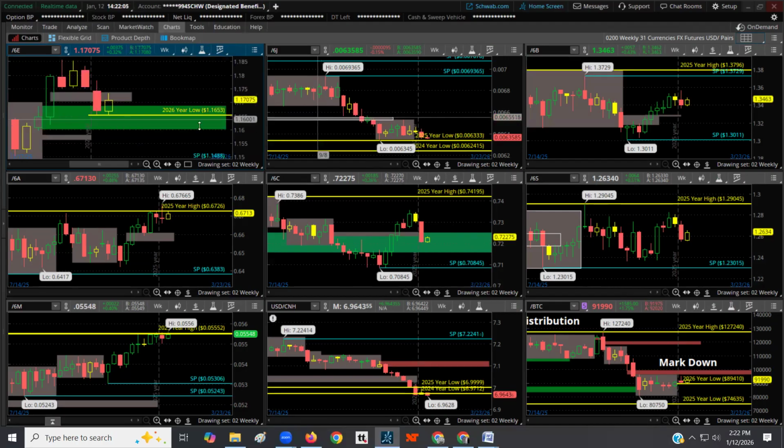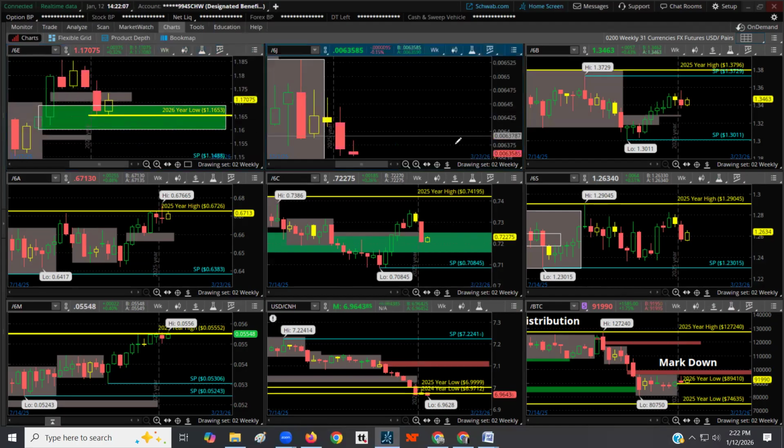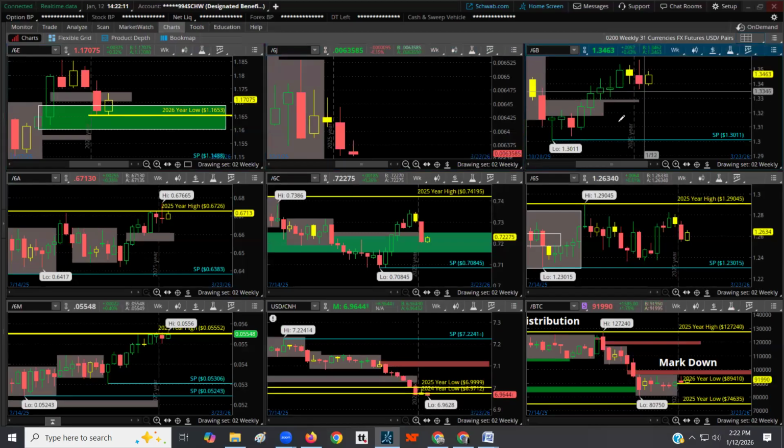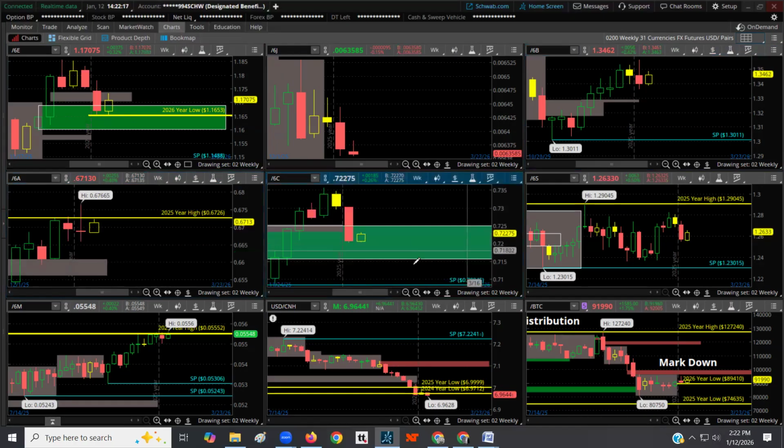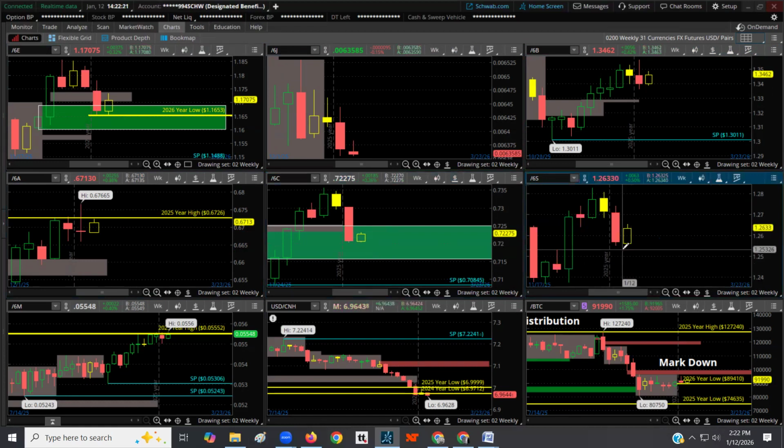The top left is the euro, currently inside candle. The middle, Japanese yen, broke the low of last week. British pound, inside candle. Australian dollar, inside candle. Canadian dollar, inside candle. Swiss franc, inside candle. You got it so far? So all these currencies, other than the Japanese yen, are still trading inside from last week's range.